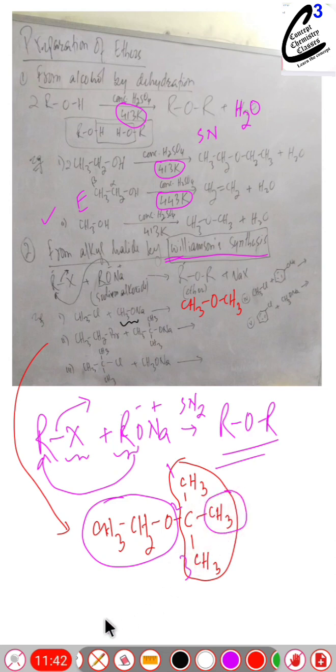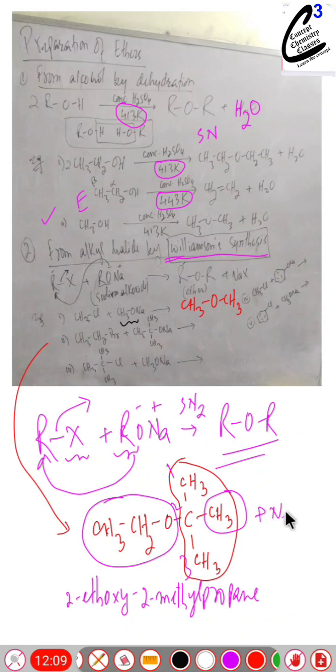So the IUPAC name of this compound is 2-ethoxy, then 2-methyl, because methyl is also attached to the second carbon atom. 2-ethoxy-2-methylpropane is the IUPAC nomenclature of this ether, right? So this is the product along with sodium bromide. Okay, let us move to the third example.